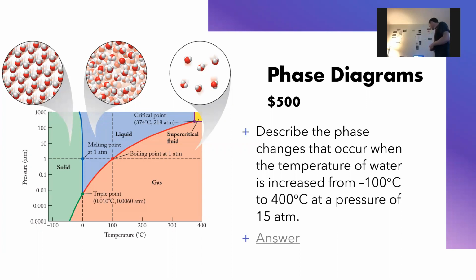15 atm. You go from a solid to a liquid at 100 degrees Celsius. Then we go again. We go from a solid to a liquid at 0. Then from 0 to 100, we go again. No, that is not at 15 atm. That is at 1 atm. So no, Iodide, that is negative 500.